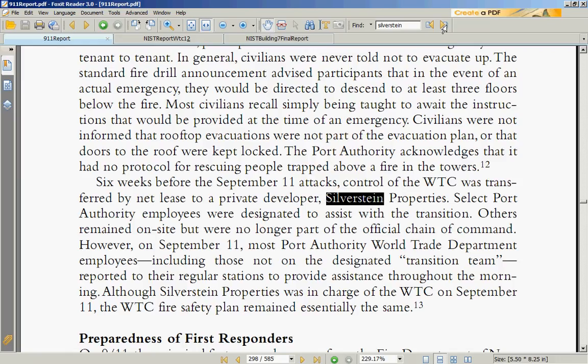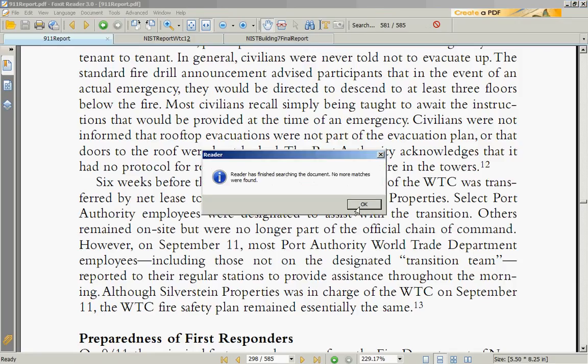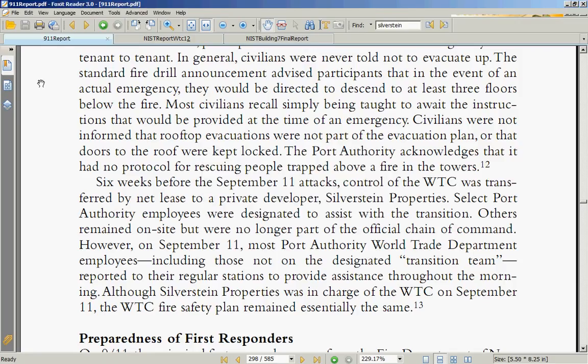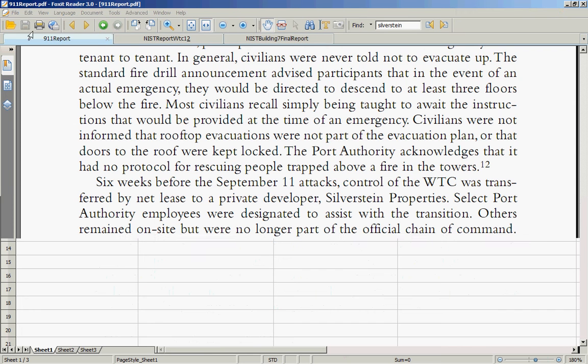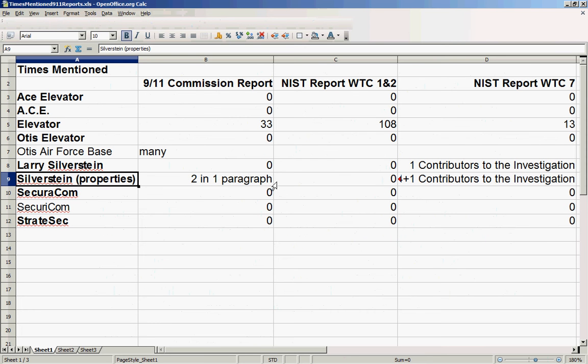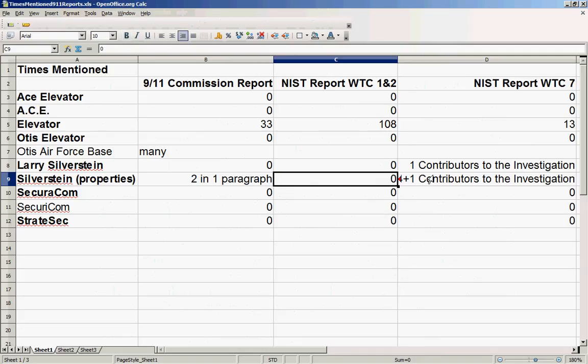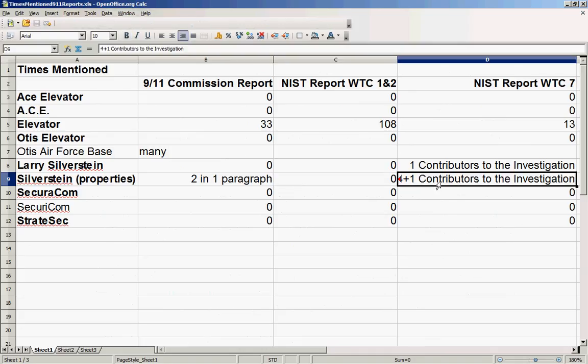Although Silverstein Properties was in charge of the WTC on September 11th, the WTC fire safety plan remained essentially the same. Okay, any more occurrences? And that's it. That's the only 2 mentions of Silverstein in the 9/11 Commission report. And I found they were 0 in the 1 and 2, and we saw that Silverstein was mentioned as a contributor to the investigation of World Trade Center 7.